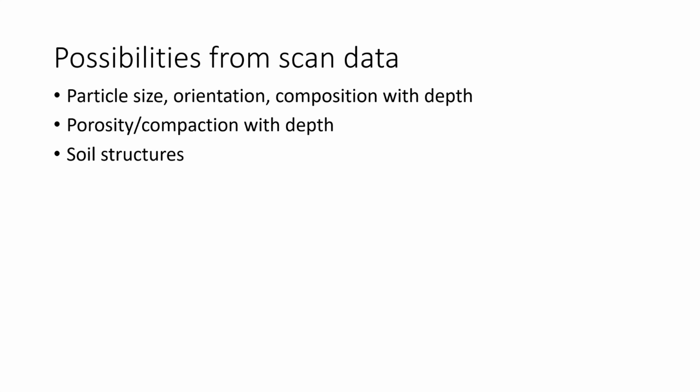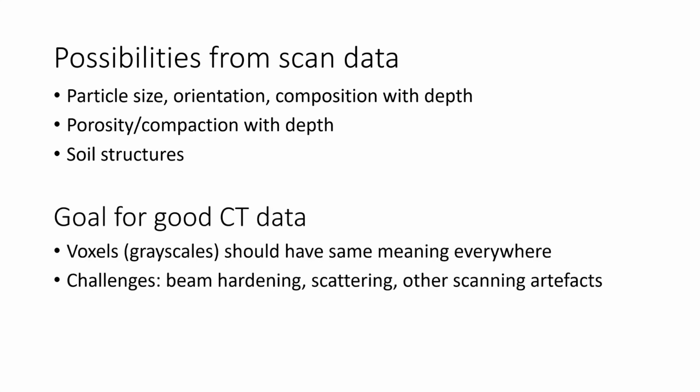Now, in order to pull these data out, we know from our geological analyses that we need good data for this. And for us, one of the hallmarks of good data is not only well calibrated and high resolution and things like this, but also, the top point there, the voxels should have the same meaning everywhere. And this gave us lots of interesting things to work on with these cores, because of challenges like beam hardening, scattering, and other scanning artifacts that came into it.